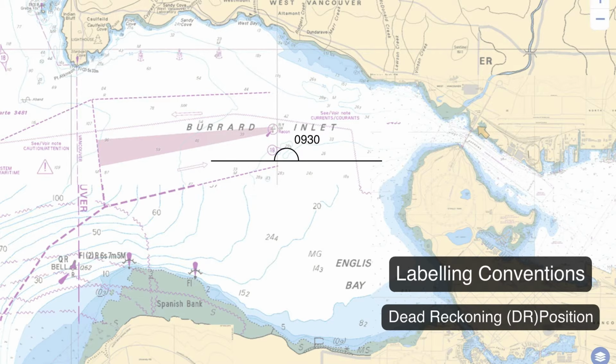A DR, or dead reckoning position, which is a predicted position based on course and speed, is marked with a semicircle and a time. They sometimes have a dot in the center, which is my preference, but I have also seen them marked with a semicircle and a slash, as you see here. Finally, I have one navigational reference that shows the DR labeled by only a slash and time and no semicircle.